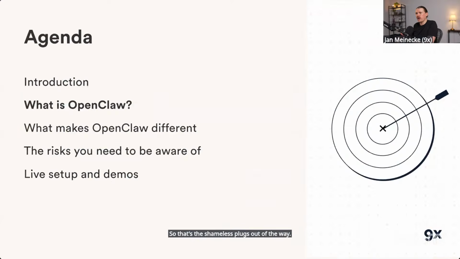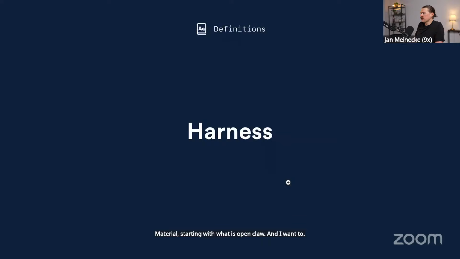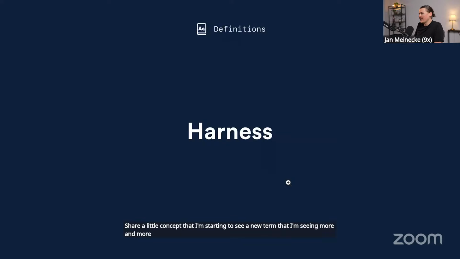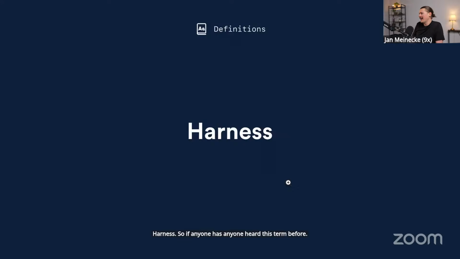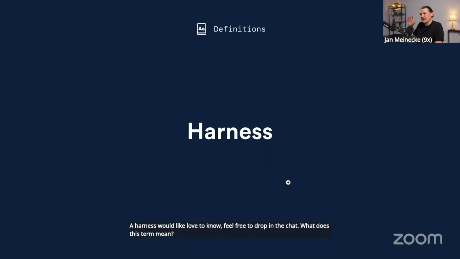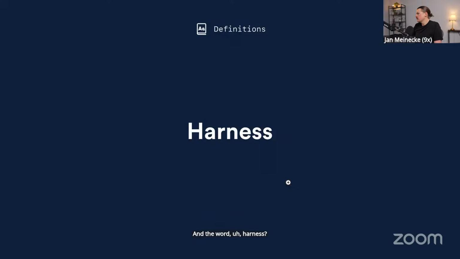Now we can move on to the core material, starting with what is OpenClaw. I want to share a concept I'm starting to see more and more, a new term, and that is harness. Has anyone heard this term before? A harness, would love to know. Feel free to drop it in the chat. What does this term mean to you when you're thinking of AI systems and the word harness? So a few no's, no one's heard about it. Carl's heard about it.